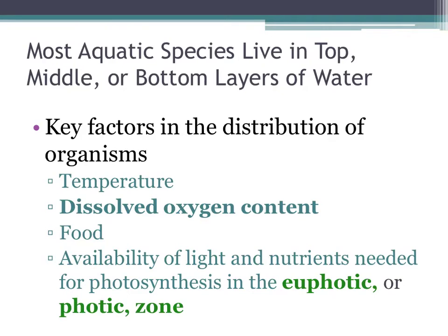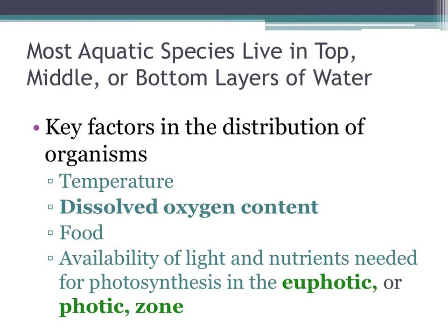So dissolved oxygen content, that's bolded because that is the number one factor that allows fish populations to be maintained. If we don't have dissolved oxygen in the water, of course, they're not going to live. Just like if we don't have oxygen in the air around us, we're not going to live either. The amount of food is obviously an issue where aquatic species are going to be.